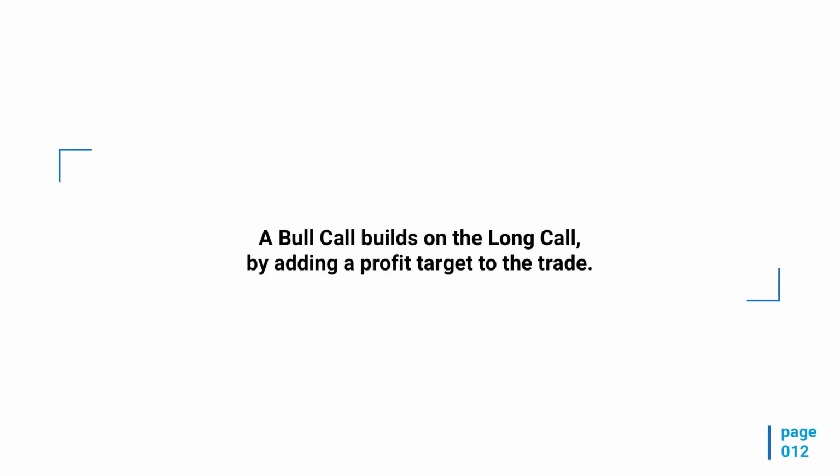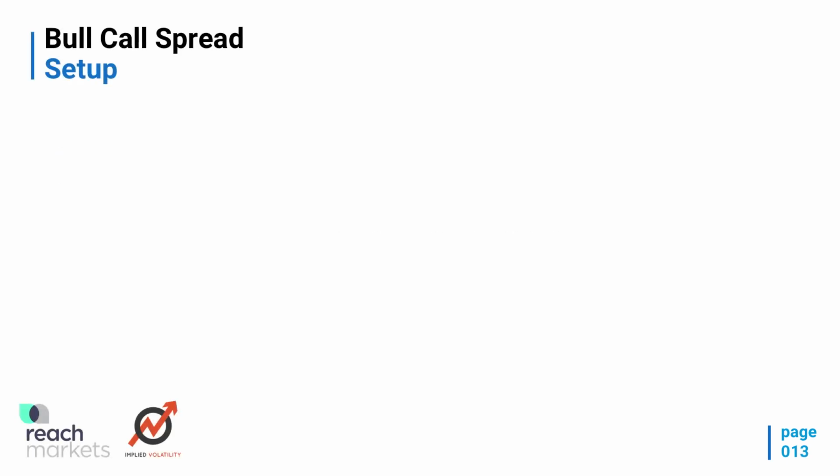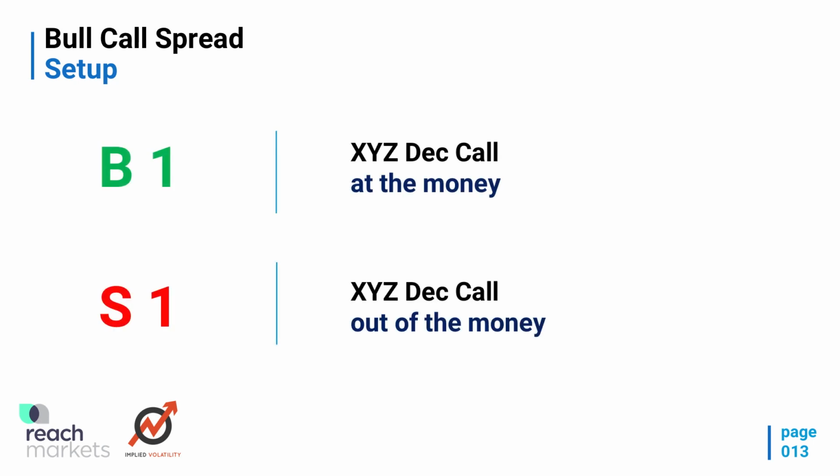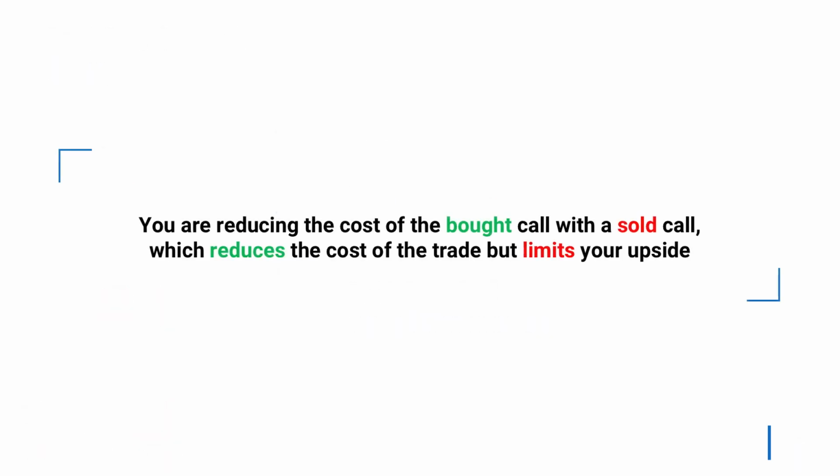As I've mentioned, a bull call builds on a long call by adding a profit target to the trade. So let's have a look as to how we set it up. We buy an at-the-money or an in-the-money call, and we sell an out-of-the-money call of the same month. The idea is you're reducing the cost of the bought call with a sold call, which ultimately reduces the cost of the trade but limits your upside.